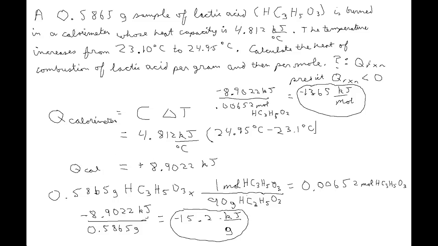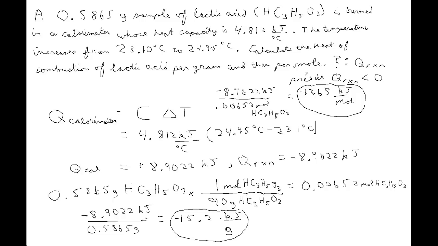But what we want is Q for the reaction. So what's Q for the reaction? Negative 8.9022 kilojoules. We probably should have written that down as a separate step, to be clear. And this negative number is what we should be using to answer the question, because we want to know the heat from the reaction. We don't really care directly about the calorimeter. So this matches our prediction that this comes out to be negative.